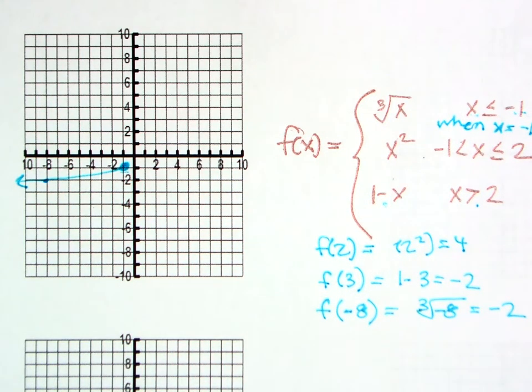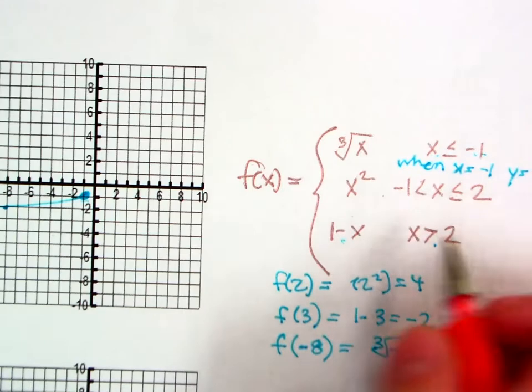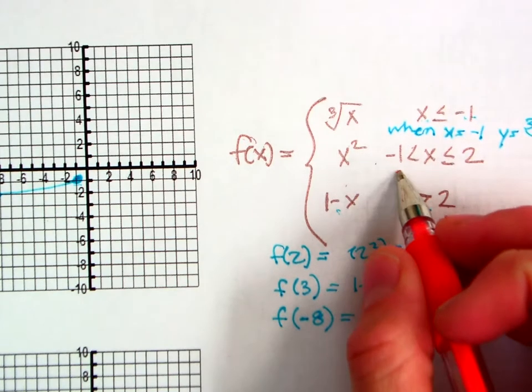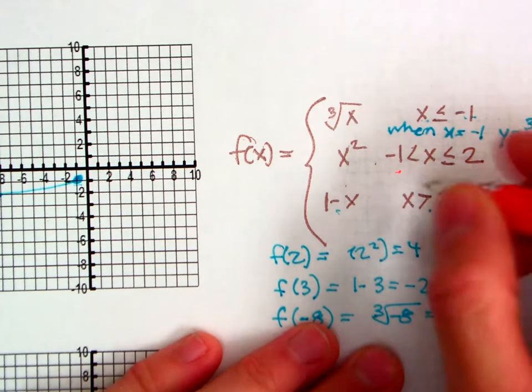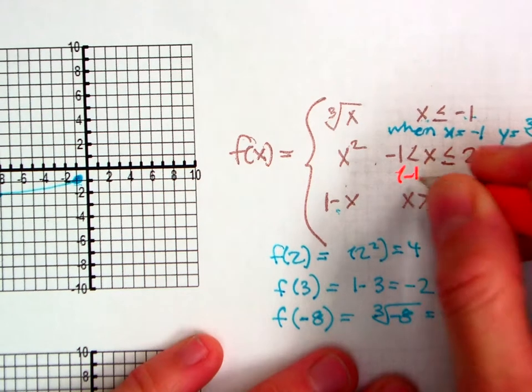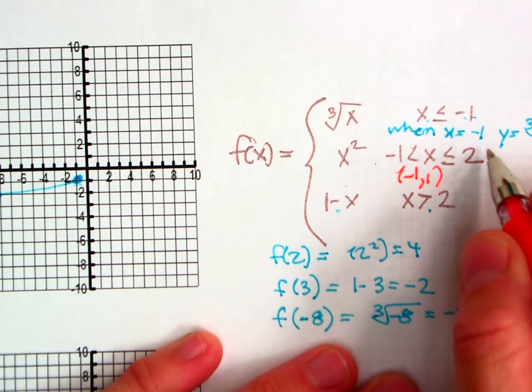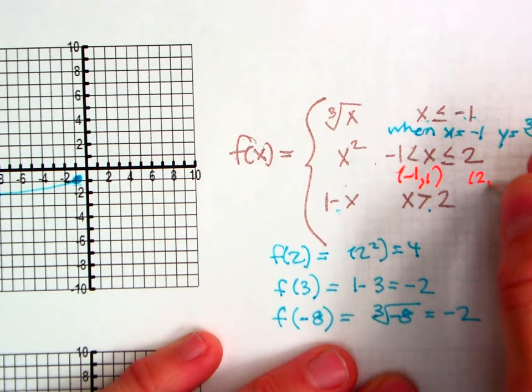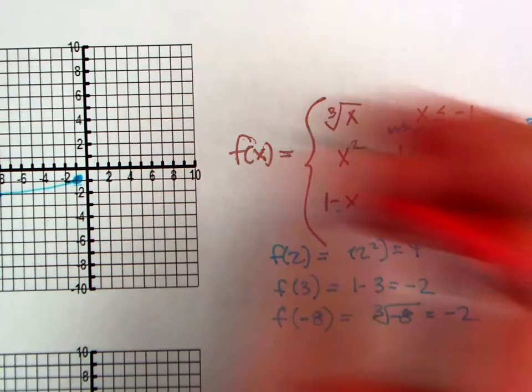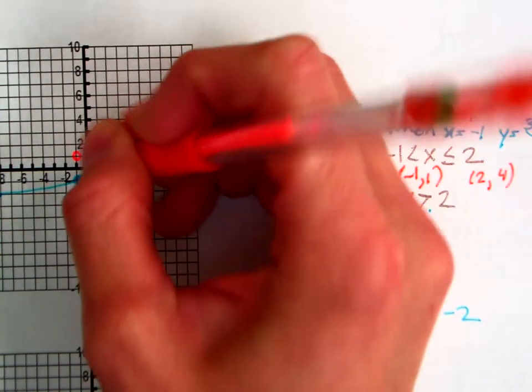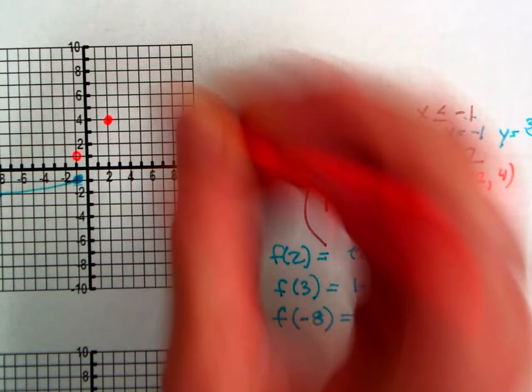The next piece is x squared, which looks like a parabola. I have a starting point and an ending point that I want to plug in. When I plug in negative 1, I get 1. And when I plug in 2, I get 4. So this would be an open circle, and this would be a closed circle.